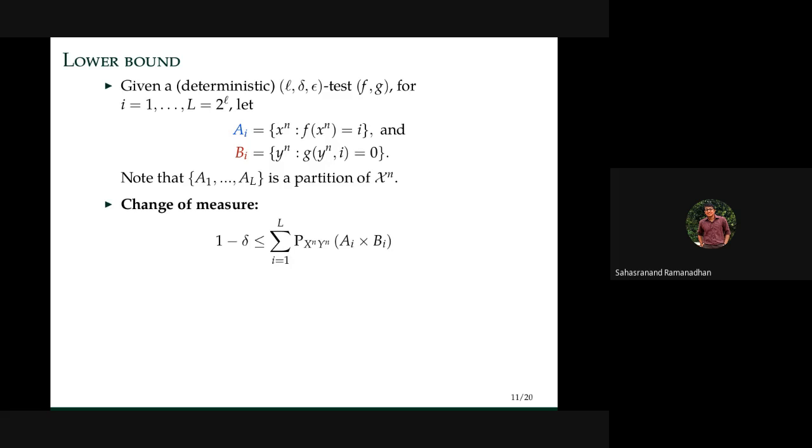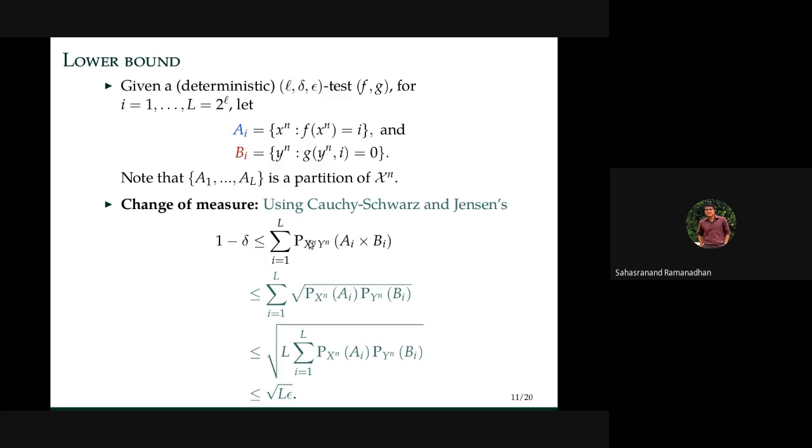So for any L delta epsilon test, when the true distribution is h0, the probability of declaring h0, where AI cross BI is the set where we declare h0, or rather the union over all i's of AI cross BI, should be greater than or equal to 1 minus delta to meet the criterion on the false alarm. So this inequality has to hold true for any L delta epsilon test.